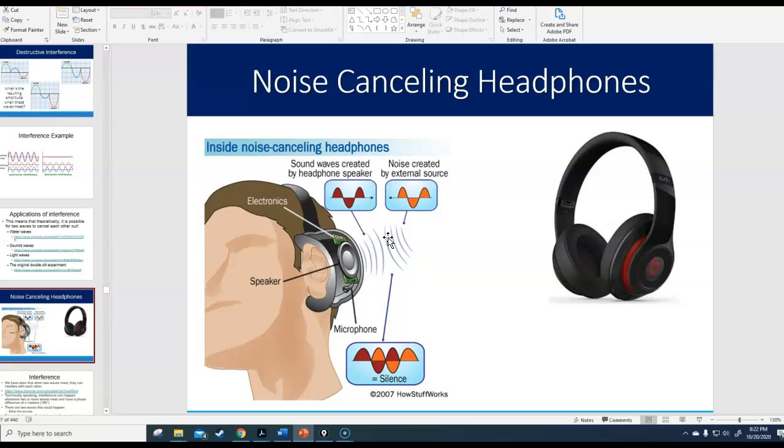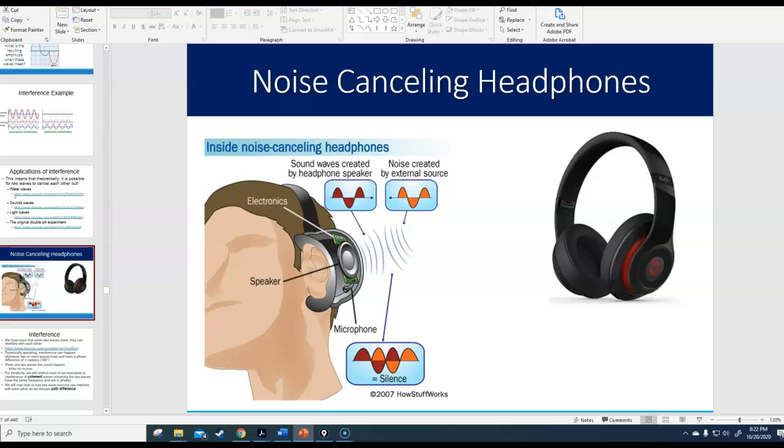Okay, and so there's circuitry, and like I said, a speaker and a microphone inside your headset that allows that to happen pretty quickly, depending on the quality of the headphones. Usually you have to pay more for good quality noise canceling headphones, because it's not that easy to achieve. But that's how that works. That takes advantage of destructive interference.